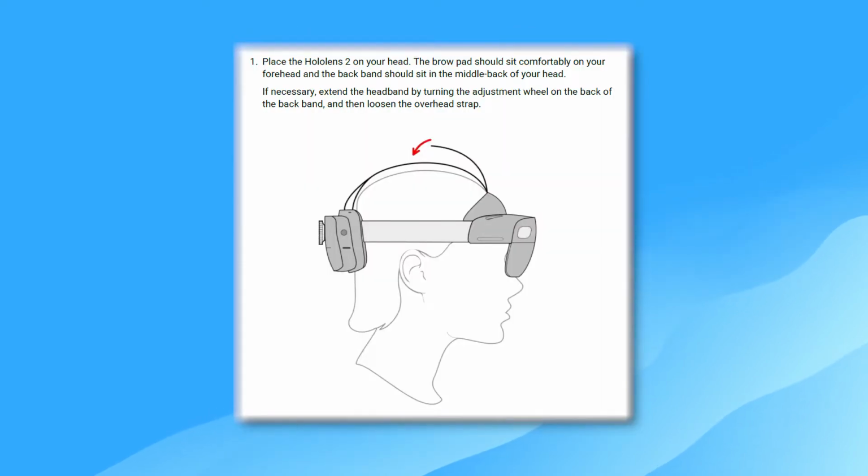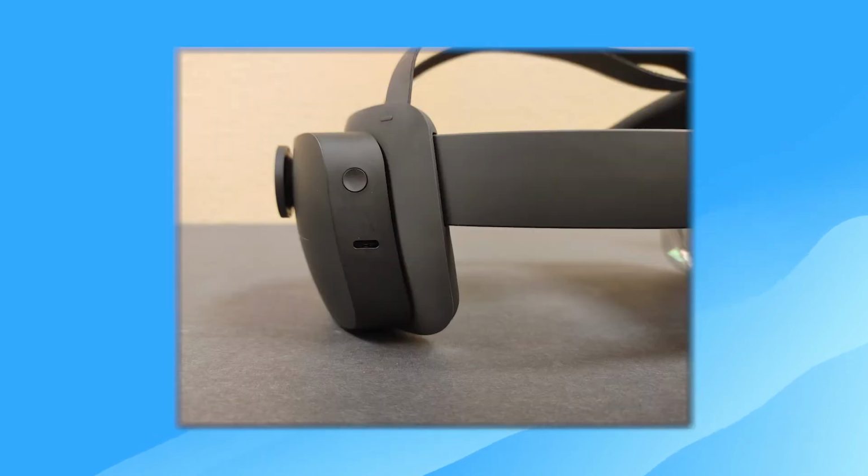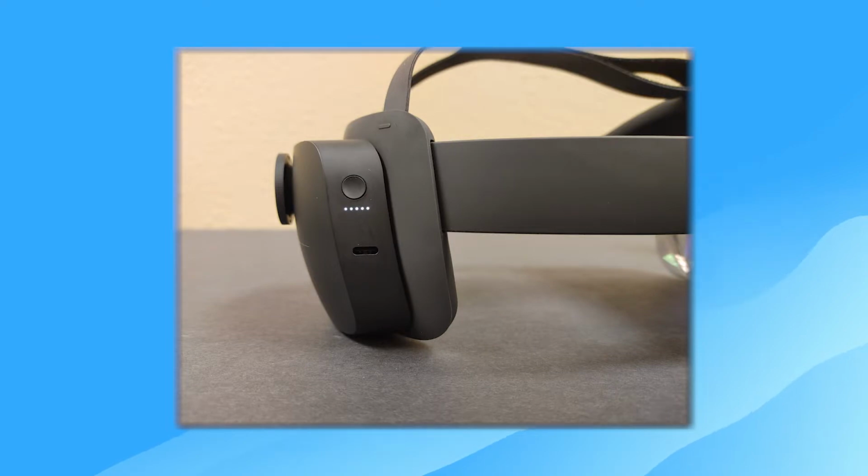Next, make sure the HoloLens is being worn and is powered on. Look at the back of the HoloLens for the power button and status lights. If the lights are not on, press the power button. If the status lights are on, you may proceed without pressing the power button.